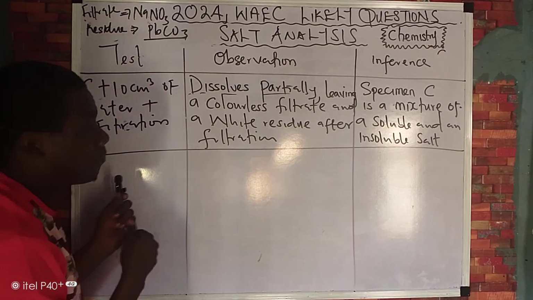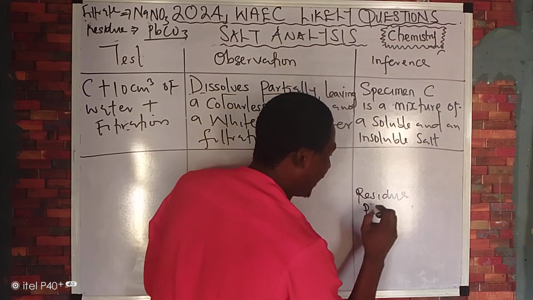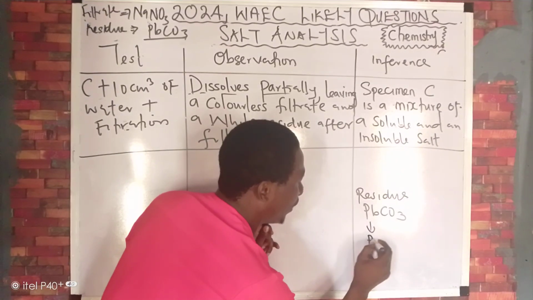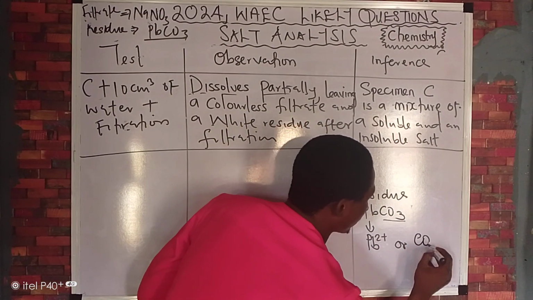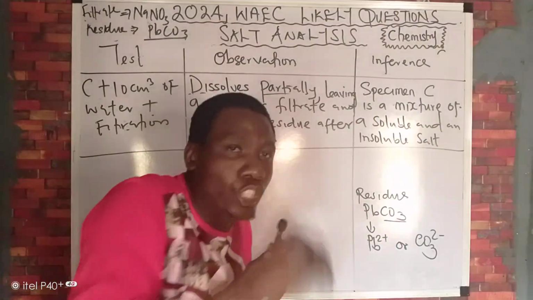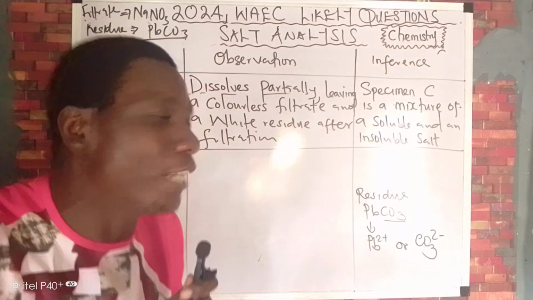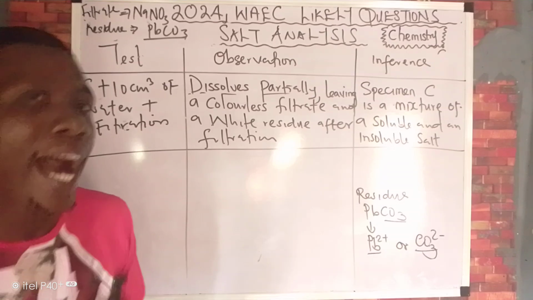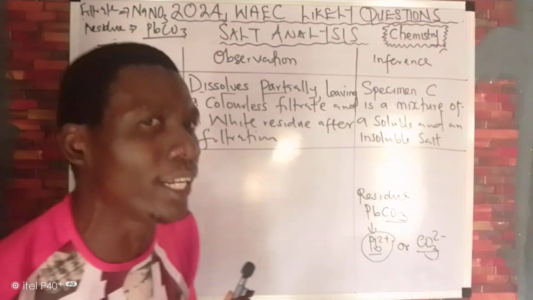If my residue is lead carbonate like this, they can ask you to test for lead 2 ion, or they can ask you to test for CO3 2-. So I want you to know that your residue is lead carbonate. So whenever you are told to add a compound, you should know that you are testing for either lead or carbonate ion.